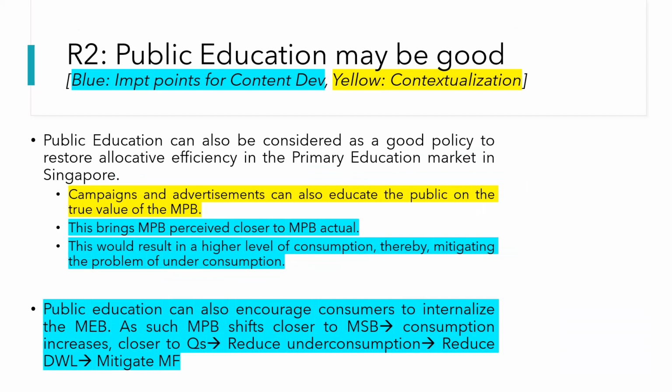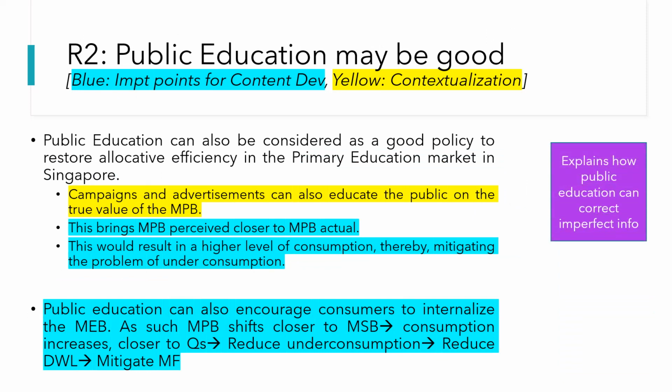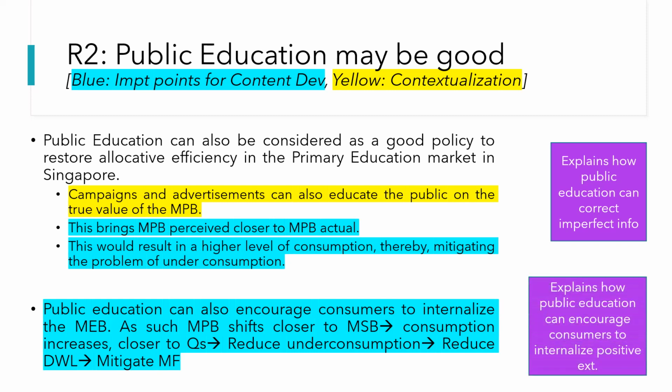Similarly here, we must explain the mechanism of public education. Firstly, we must explain how public education can actually correct imperfect information. We achieve QS by moving MPB perceived to MPB actual. What this does is that it moves MPB perceived closer to MPB actual. So where MPB perceived cuts MPC, it is now closer or at QS. Additionally, it also helps to internalize MEB as it increases consumption and shifts MPB closer to MSB, thus reducing deadweight loss and mitigating the market failure.